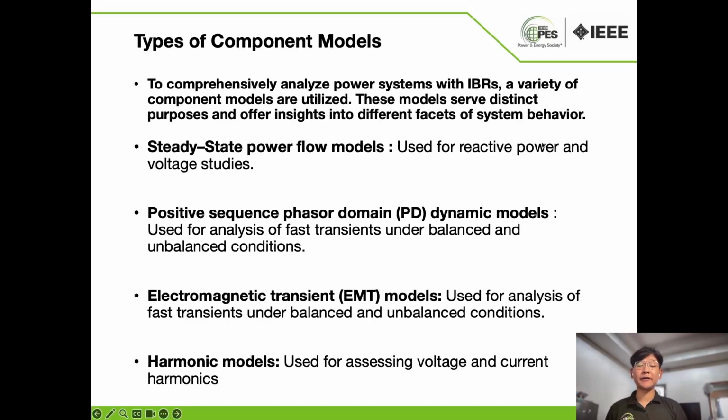In the world of power system modeling, we use a variety of models with varying complexities. These models are used across different simulation domains, each serving a specific purpose. For example, steady-state power system models are used for analyzing reactive power and voltage, while electromagnetic transients are used for studying fast transients and unbalanced conditions. Harmonics are essential for evaluating voltage and current harmonics, distortion level, and identifying resonance through impedance scan.